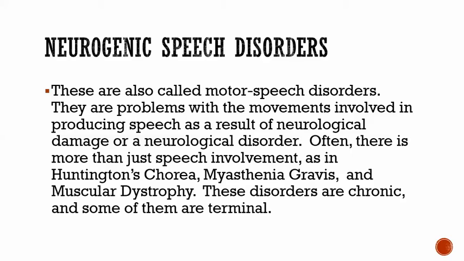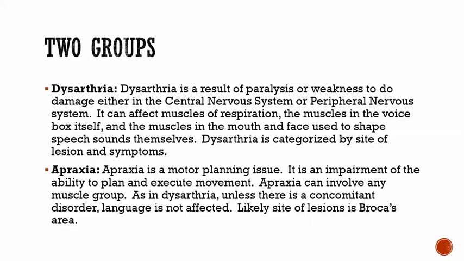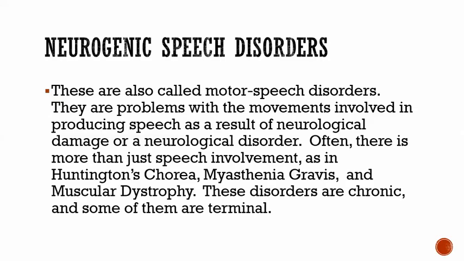Unless there is some sort of concomitant disorder, language is not involved in neurogenic speech disorders. Understanding of language is intact for both reading and listening, and expressive language is intact. However, it will be difficult to understand what the person is saying because voice and speech sounds are impacted. Writing may also be difficult as the disorder that impacts speech may also impact motor control of the hands. We're going to classify neurogenic speech disorders into two groups, dysarthria and apraxia.